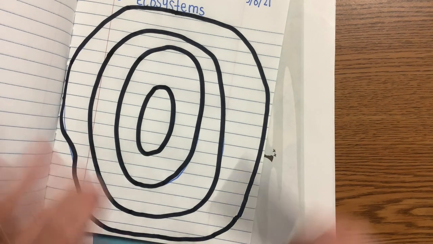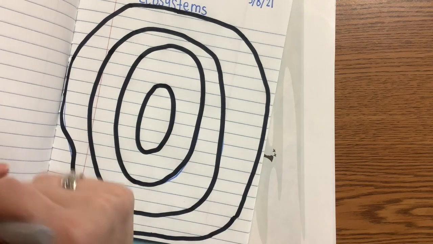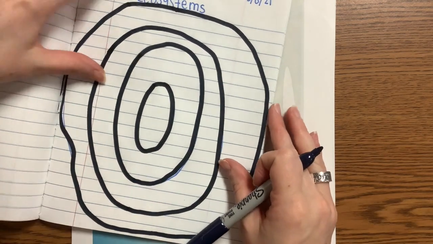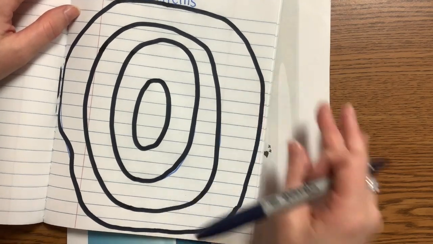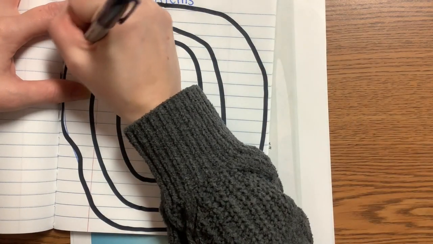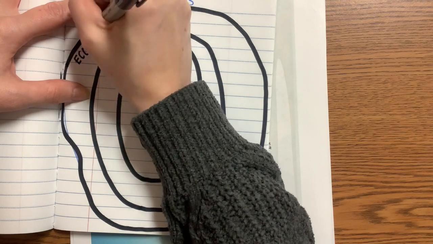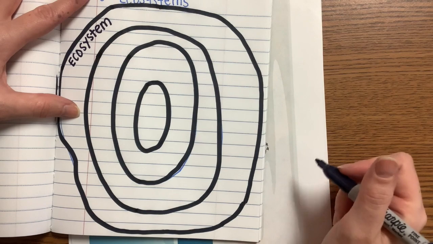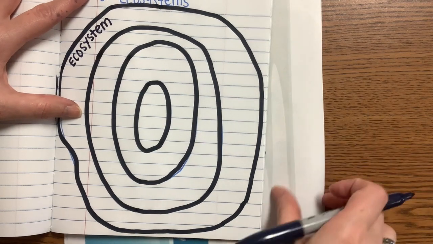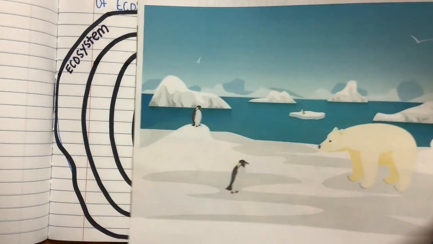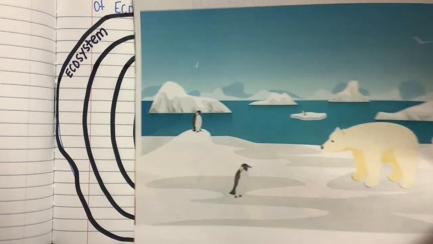Okay, so each of these circles, there's a reason that they're inside of each other, because the things get more specific as we go. So we're going to start really big and we're going to get smaller and smaller. So our first word is ecosystem. On the outside circle, you're going to write ecosystem just like me. This whole big picture is an ecosystem.